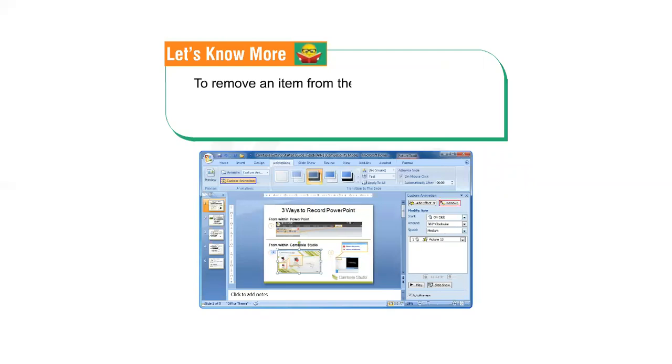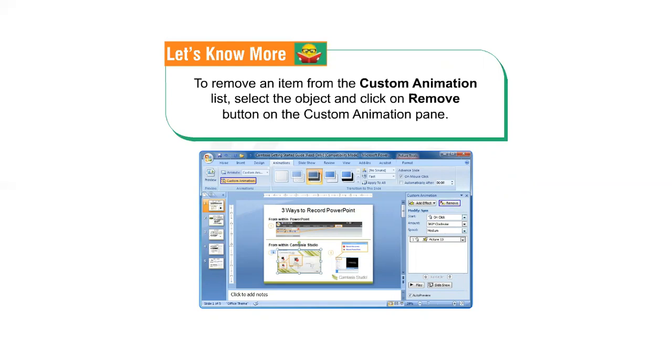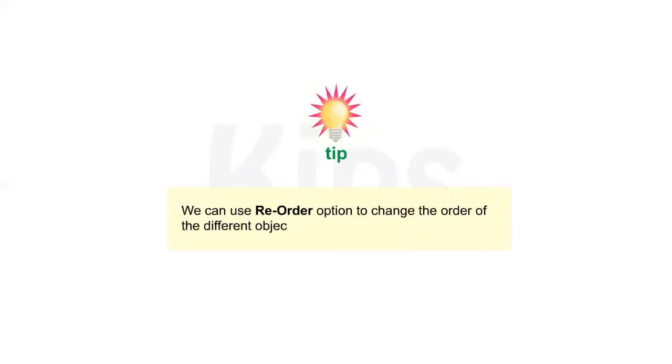Students, note the fact that to remove an item from the custom animation list, select the object and click on Remove button on the custom animation pane. Students, now let me give you a tip that we can use the reorder option to change the order of the different objects. Let us talk about adding transition.